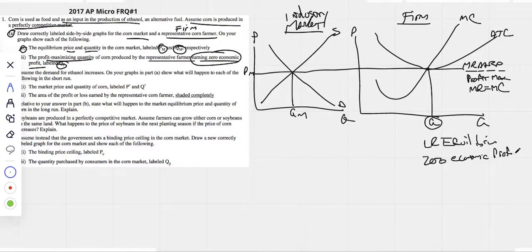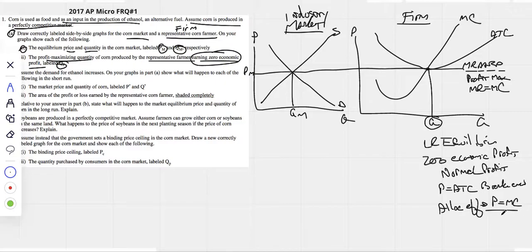They could have asked you to do a normal profit. You better know that both of those are the exact same thing, right? We also need to know that we're at break even right now. If our price equals our ATC, we are at break even. We could also say we're allocatively efficient. That's why everybody's all hung up on perfect competition, right? Because it hits all these points. Where price equals marginal cost, that is allocative efficiency. Our price equals our marginal cost at that quantity.